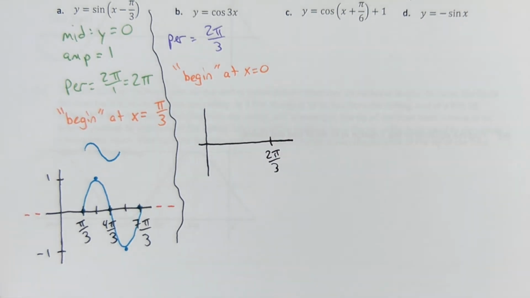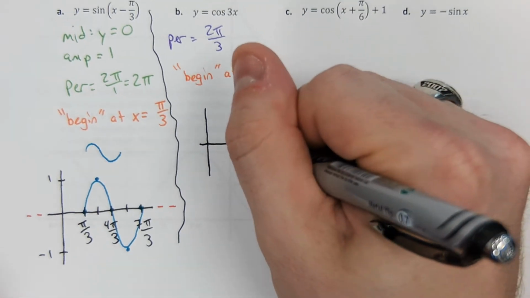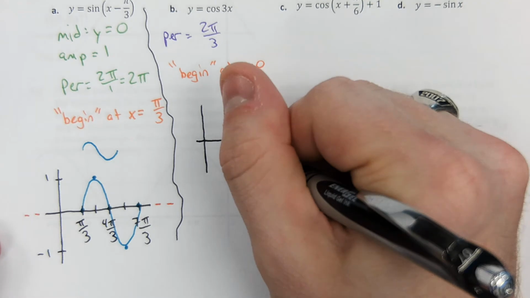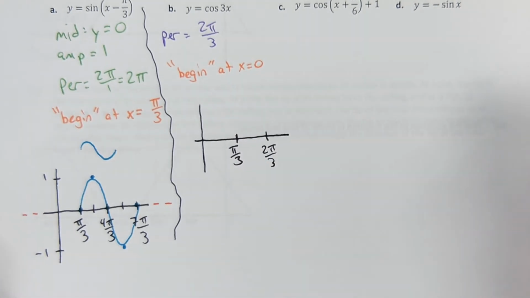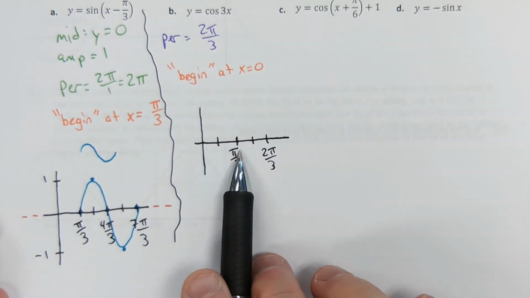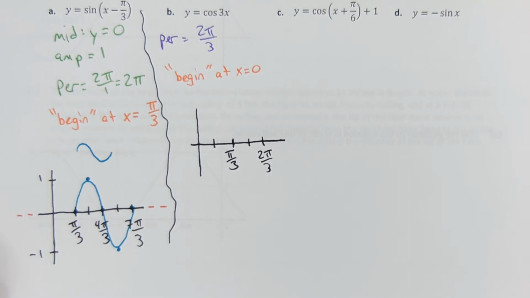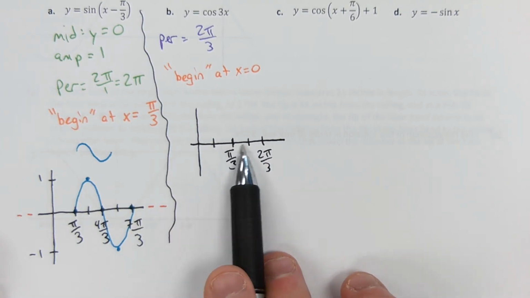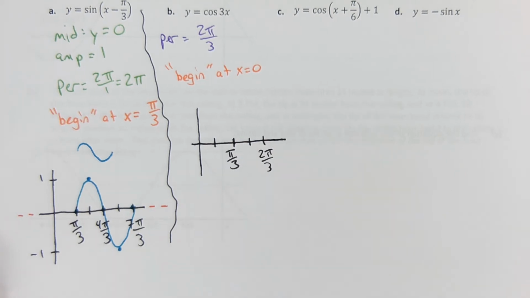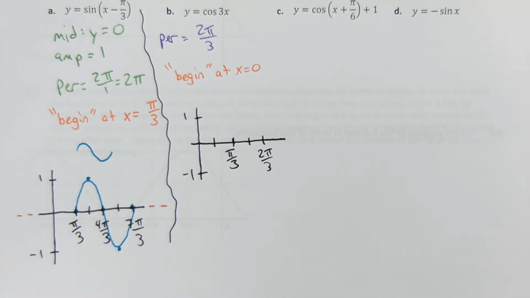Life is easy because I'm just going to do this. 2 pi over 3. I'm going to cut that space in half. Half of 2 pi over 3 is pi over 3. And then I'm going to cut the thirds in half to give me sixths. So that's 1 pi over 6, 2 pi over 6, 3 pi over 6, 4 pi over 6. There's my 4 quote-unquote quadrants. 1, 2, 3, 4. Amplitude of 1. So from 1 to -1.